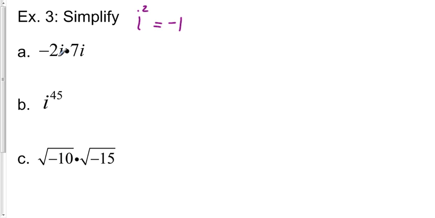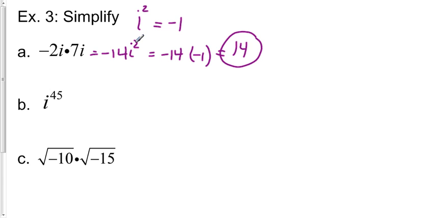So if I'm taking negative 2i times 7i, we get negative 14i squared. But now we know that i squared is defined as negative 1. And so I can make a substitution. Negative 14 times i squared is the same as negative 14 times negative 1. And your answer is 14. There you go. No i in your answer because we took out i squared and substituted in negative 1.